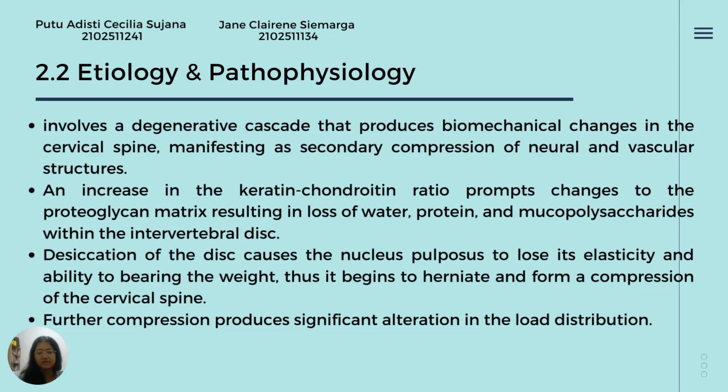I will be continuing the explanation about the etiology and pathophysiology of spondylosis. Spondylosis involves a degenerative cascade that produces biomechanical changes in the cervical spine, manifesting as secondary compression of neural and vascular structures. An increase of the keratan-chondroitin ratio prompts changes to the proteoglycan matrix, resulting in loss of water, protein, and mucopolysaccharides within the intervertebral disc. Desiccation of the disc causes the nucleus pulposus to lose its elasticity and ability to bear weight.